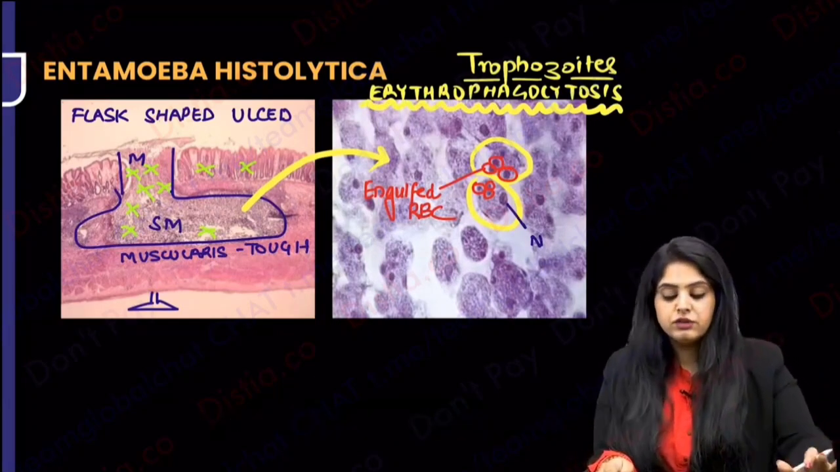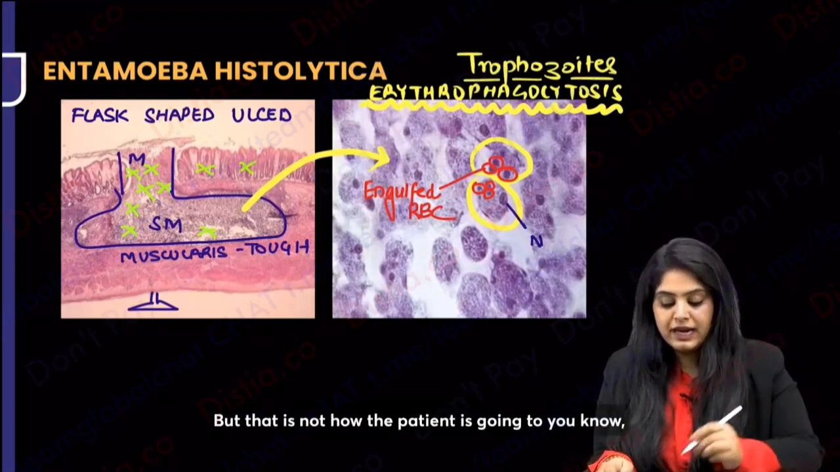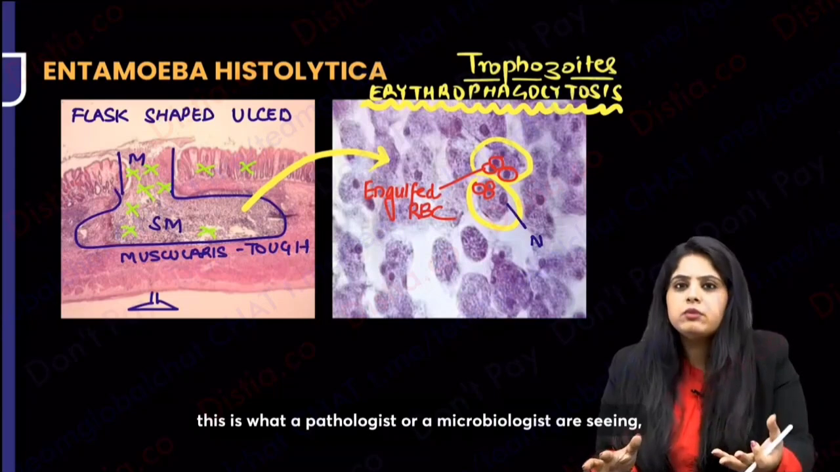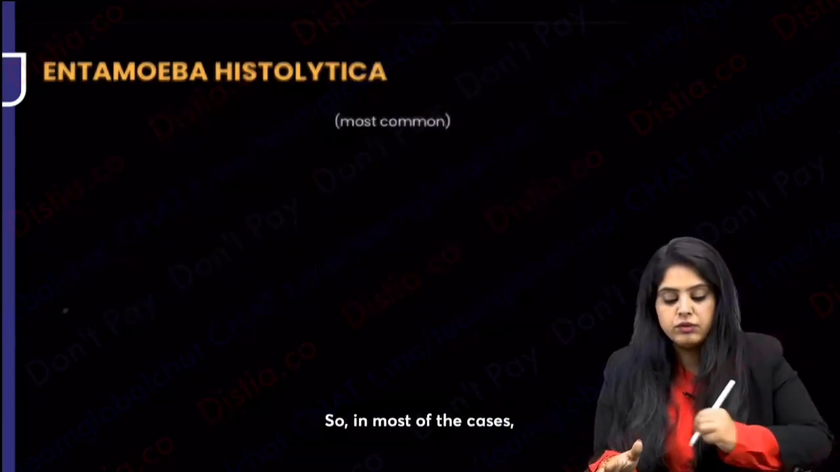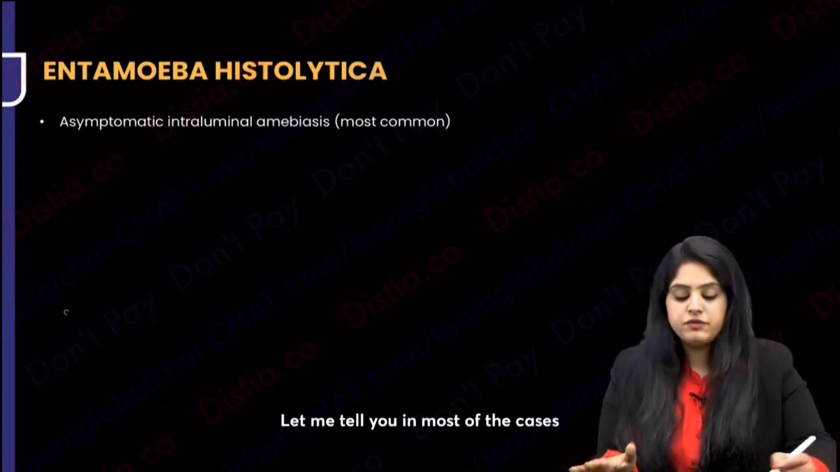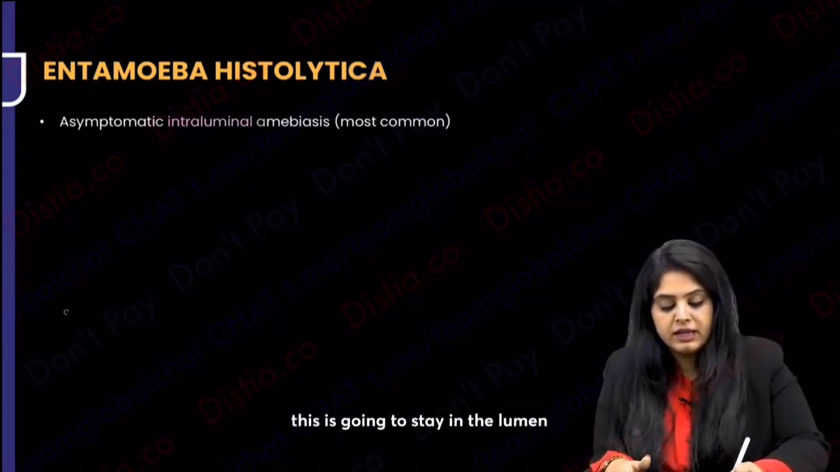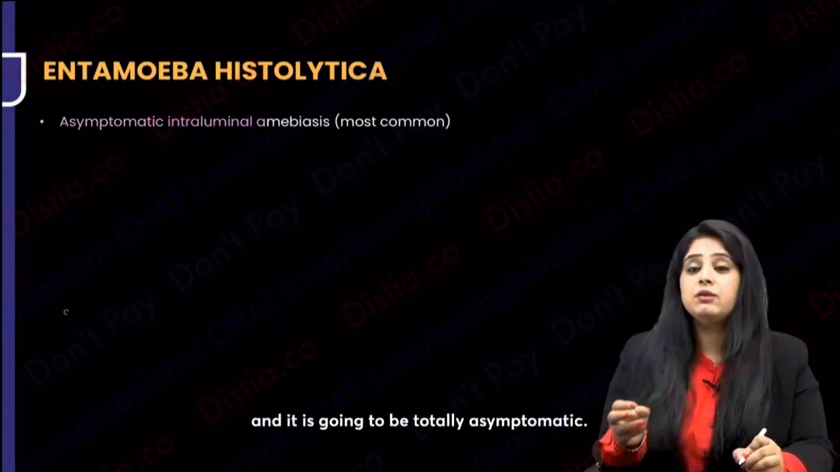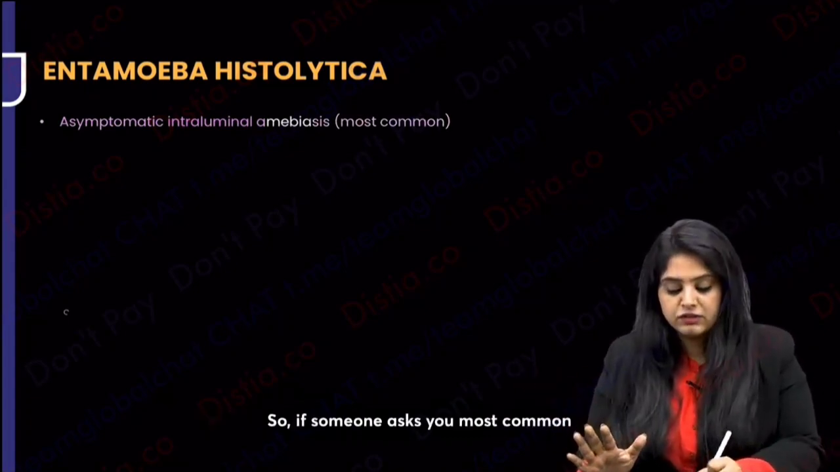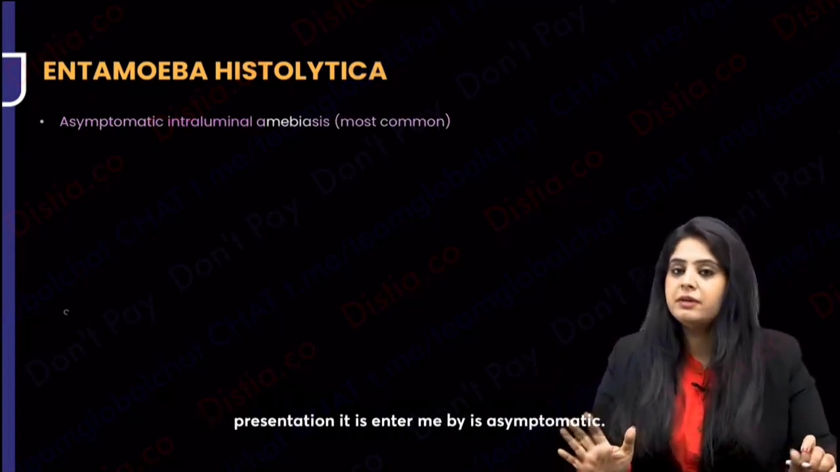Very important. So the intestinal part is sorted for you, but this is what a pathologist or a microbiologist is seeing. How does the patient present? In most of the cases, it is an asymptomatic condition. Let me tell you, in most of the cases, this is going to stay in the lumen and it is going to be totally asymptomatic. Over 50 to 80% of the cases can be asymptomatic. So if someone asks you the most common presentation, Entamoeba is asymptomatic.